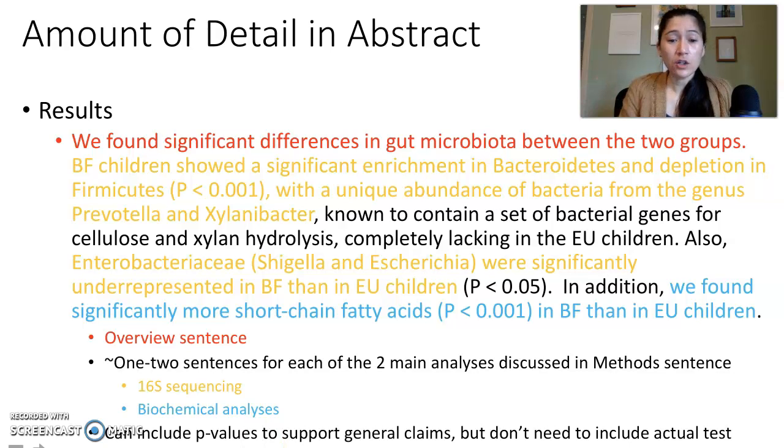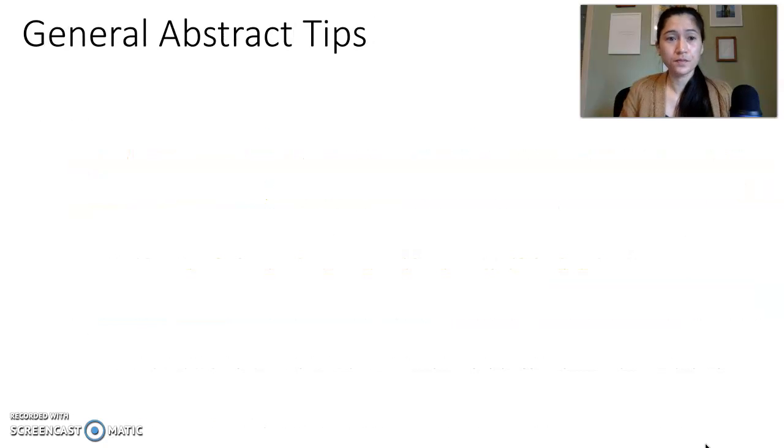You can include p-values to support your general claim. So if you look here in this example abstract, I have the p-value listed, especially to indicate that it was less than 0.05, which means it's indeed significant. So it's supporting the claim that you're making, but you do not need to include the actual statistical tests that were used in the abstract. That's reserved for the methods part of the paper itself. That's not a level of detail that needs to be in the abstract.